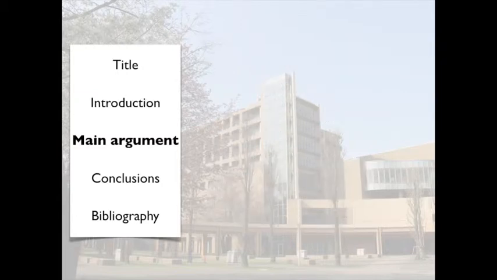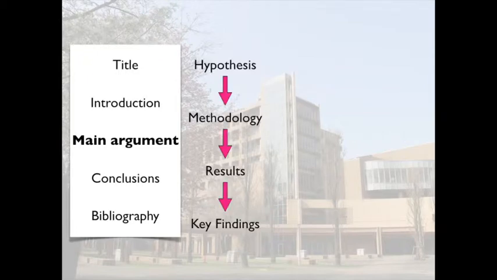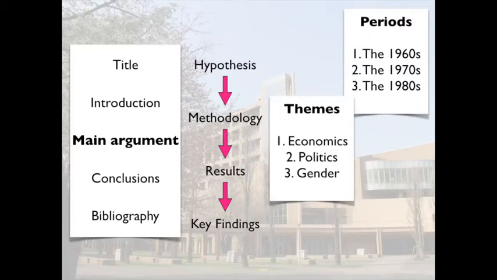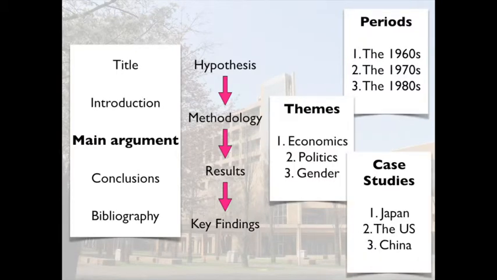It's very difficult to make generalized comments about the structure of the central section of your essay because it will change greatly from subject to subject. If you're writing a scientific research paper or presenting the results of a questionnaire, the paper follows a standard pattern, giving your research hypothesis, methodology, results, and key findings. If you're writing a social sciences essay, you might divide the essay into sections about different time periods, themes, or case studies. There are many other possibilities, but whichever structure you use, it should always be very clearly indicated to the reader.